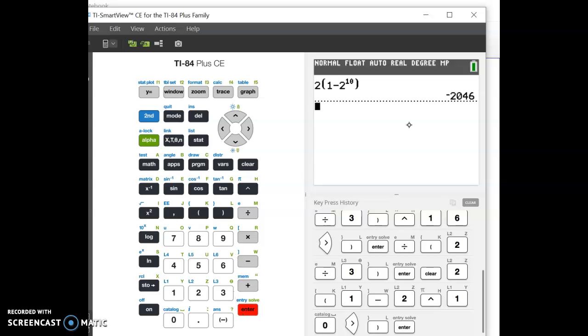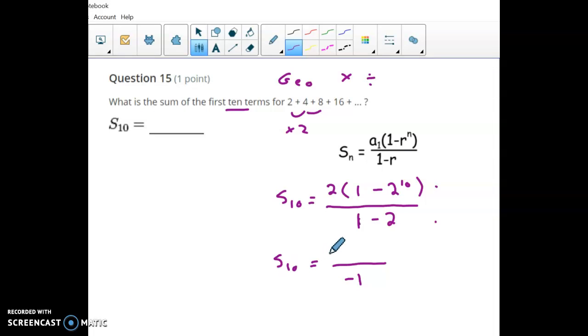Okay, and so I get negative 2046. So going back here, my numerator is negative 2046. And then negative divided by negative just gives us a positive value, which makes sense, right? And that's our sum of those 10 terms. Seems kind of big, but these are doubling each time, so they're going to get big fast. And so that would be our sum of these 10 terms.